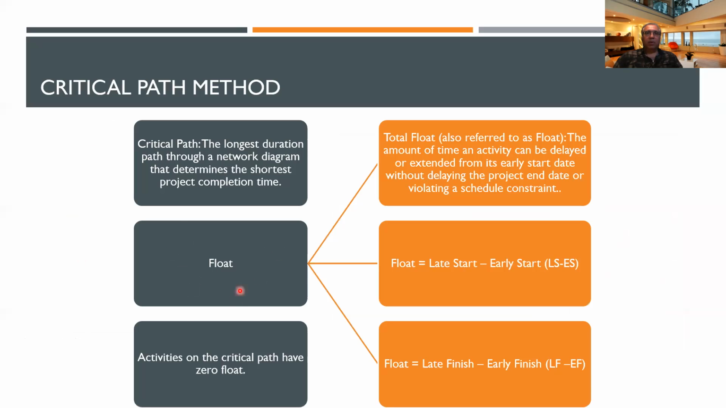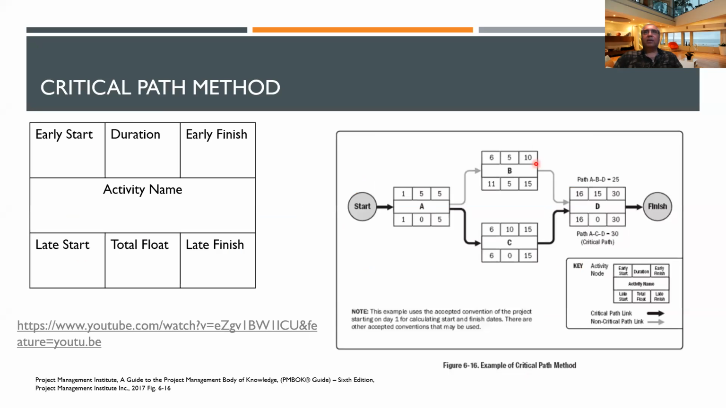This is what we were talking about in the previous slide. What is the float? Float is equal to late start minus early start. That is one way you can think of it. You can also do late finish minus early finish. If you look at it here, 15 minus 10 is also 5. 11 minus 6 is also 5, right? And 15 minus 15 is also 0. So either way you look at it, either these two or these two, the difference should be the same, and that is your total float.